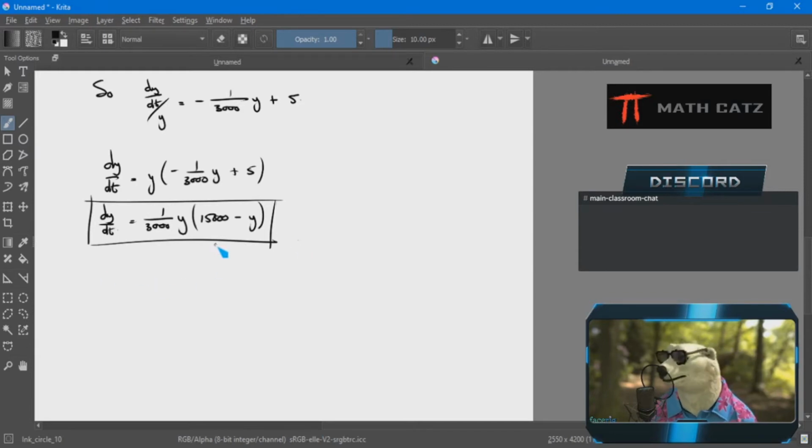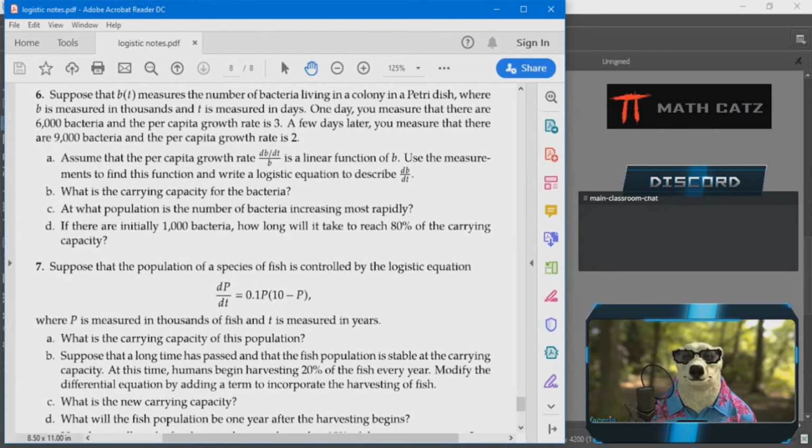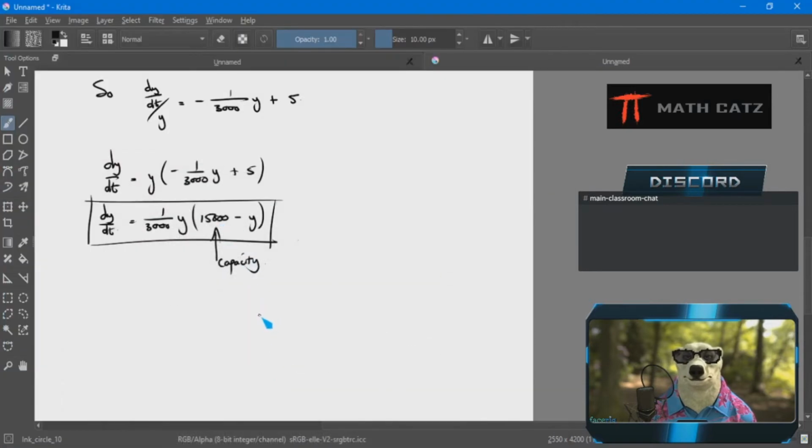All right, and now we can see there's the capacity for this situation. There's my growth rate, if you want to call it that. And I think they do ask me, what is the carrying capacity? That's right there, 15,000 for this Petri dish.